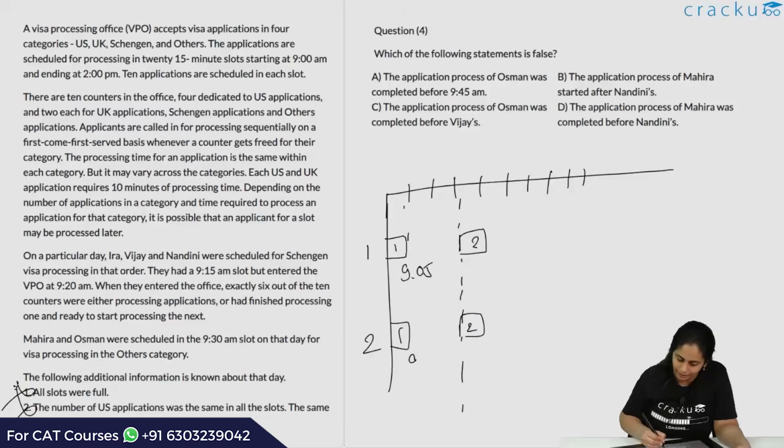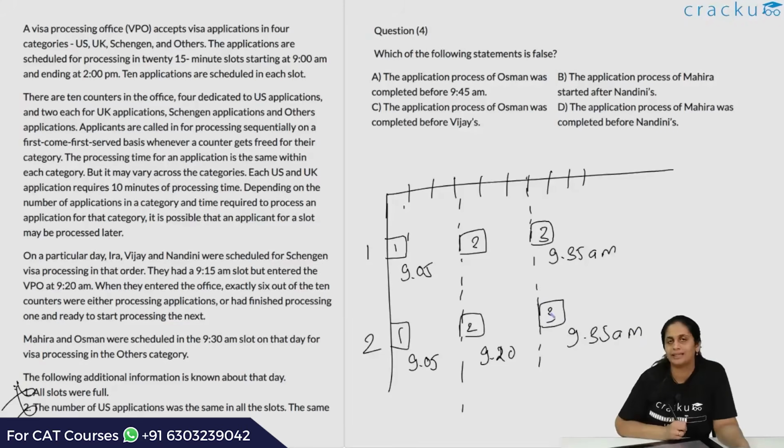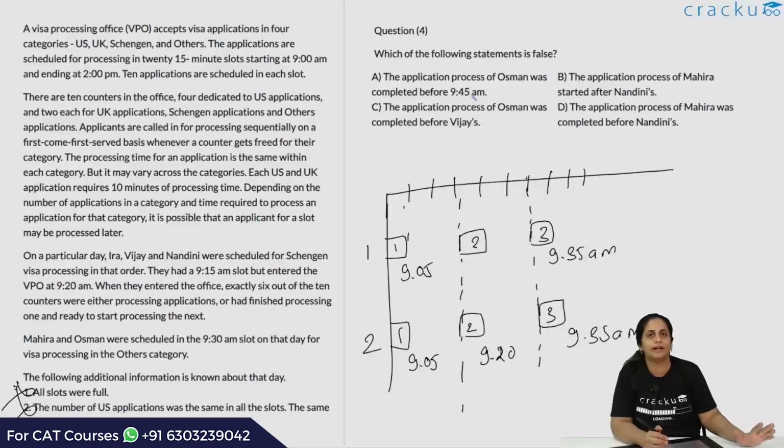This is done by 9:05. These 2 applications are done by 9:20. Then again you do nothing till 9:30. At 9:30 you get Osman and Mahira's applications. You are definitely done by 9:35 am. You are done with both Mahira as well as Osman. So Osman's application is done latest by 9:35 am. So Osman's application is definitely completed before 9:45 am. His application is latest complete by 9:35 am.